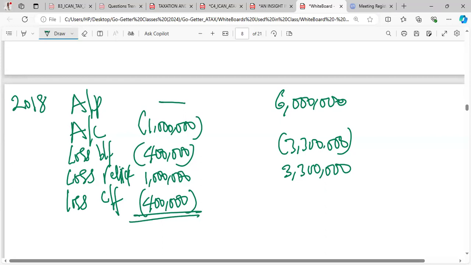Okay? Then, what about this? The whole 3.3 is being relieved. So, nil. Nothing is carried forward. Then, what is your accessible profit? The accessible profit, of course, here will be nil. How much will this one be?